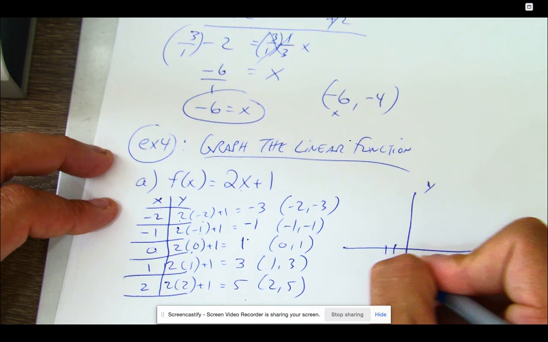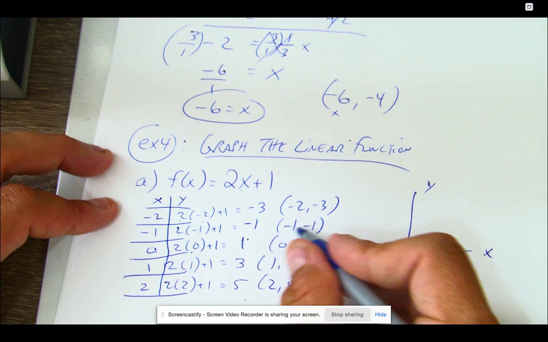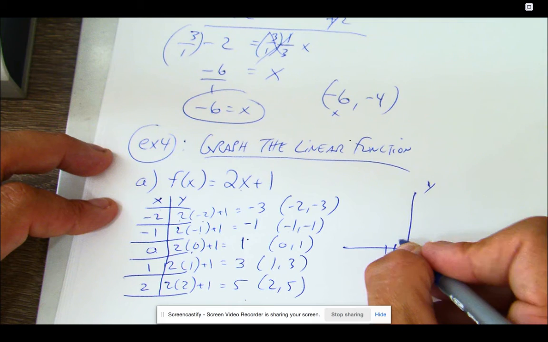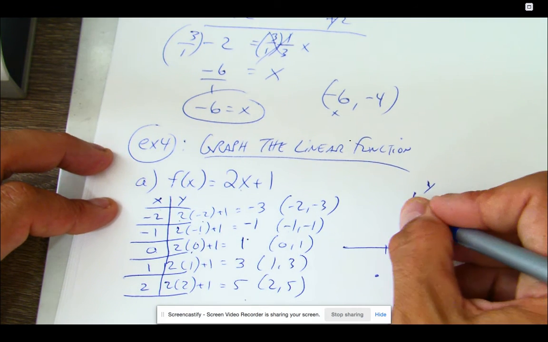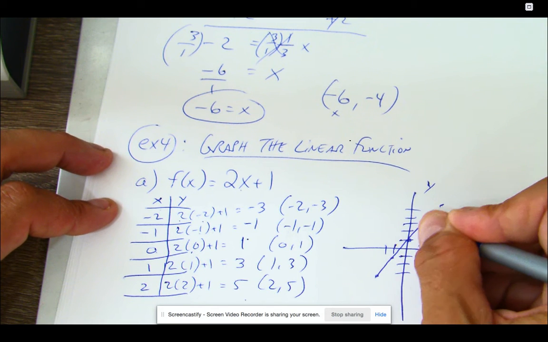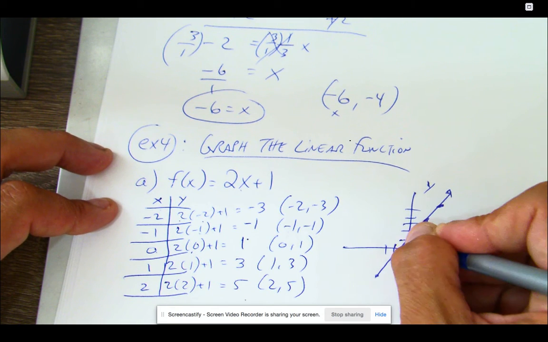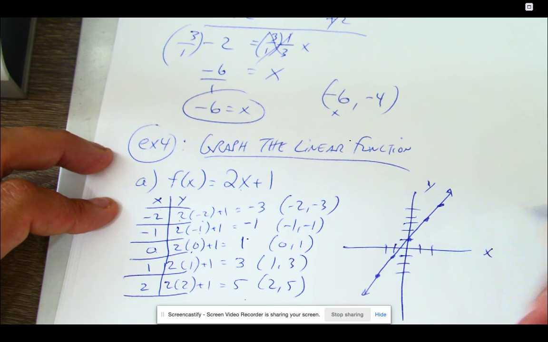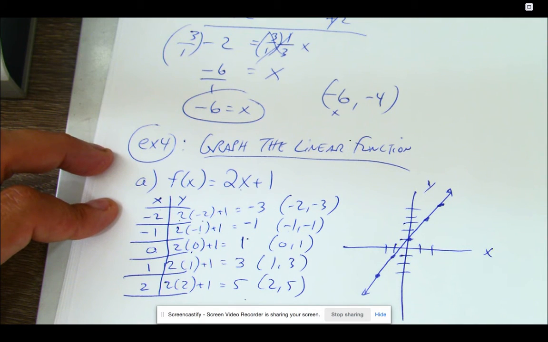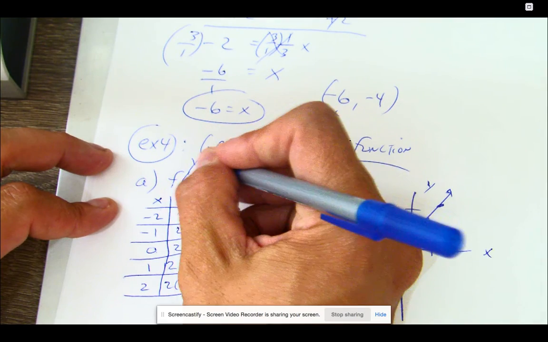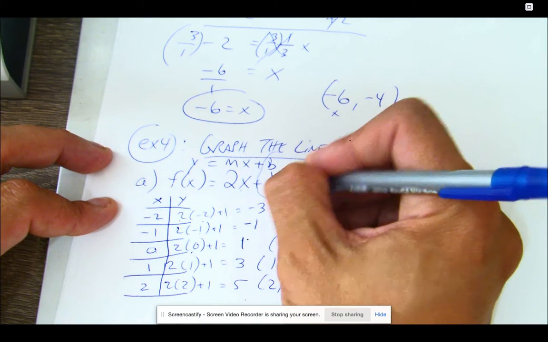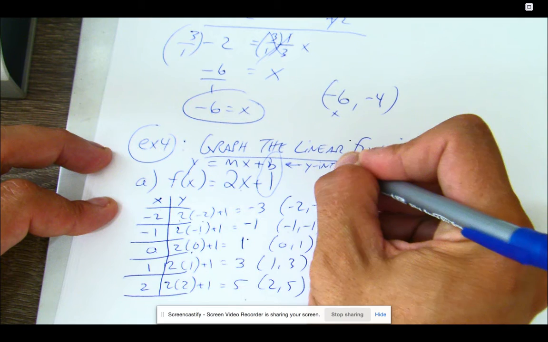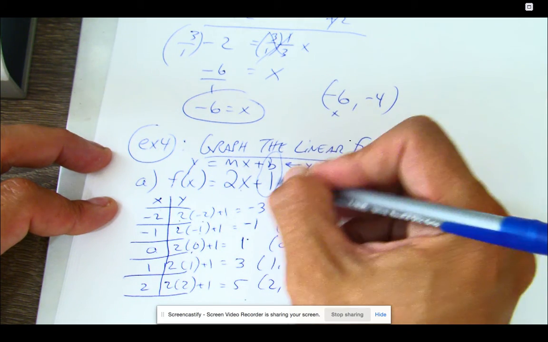2 left, 3 down. 1 left, 1 down. 0, 1, 1, 3, 2, 5. Okay, now if I graph this correctly, it's going to make a nice, pretty, solid, straight line. And now, this is something we chatted about the other day. You might remember the y equals mx plus b. Well, b, in our notes from the other day, represented the y-intercept, which was 1.